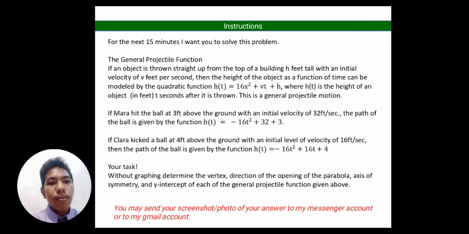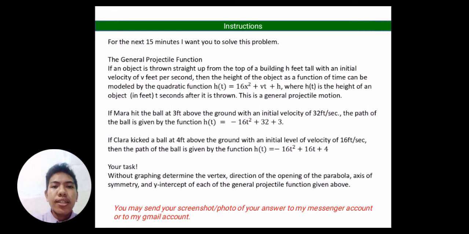If Mara hits the ball at 3 feet above the ground with an initial velocity of 32 feet per second, the path of the ball is given by the function h(t) = -16t² + 32t + 3. If Clara kicked the ball at 4 feet above the ground with an initial velocity of 16 feet per second, then the path of the ball is given by the function h(t) = -16t² + 16t + 4.